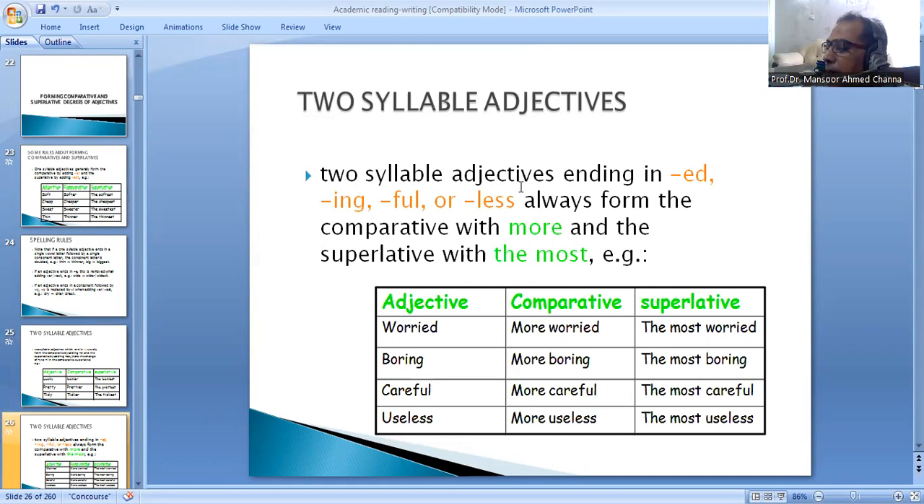Two-syllable adjectives ending in -ed or -ing or -ful or -less always form the comparative with more and the superlative with the most. For example, worried, more worried, the most worried. Boring, more boring, the most boring. Careful, more careful, the most careful. Useless, more useless, the most useless.